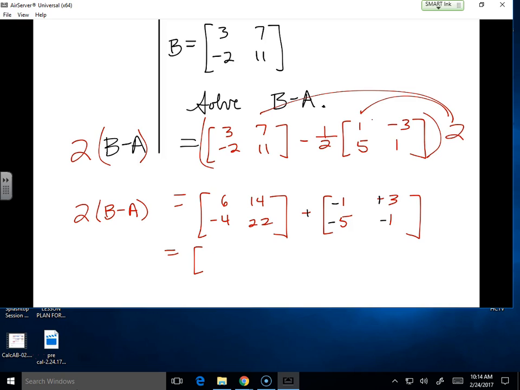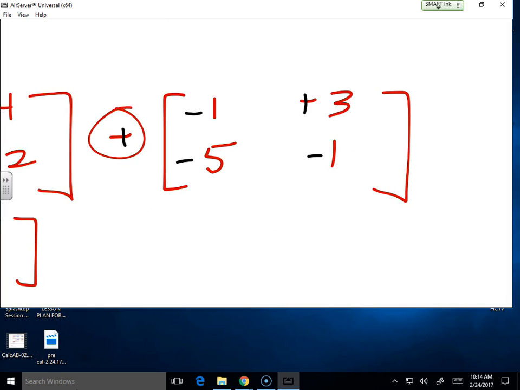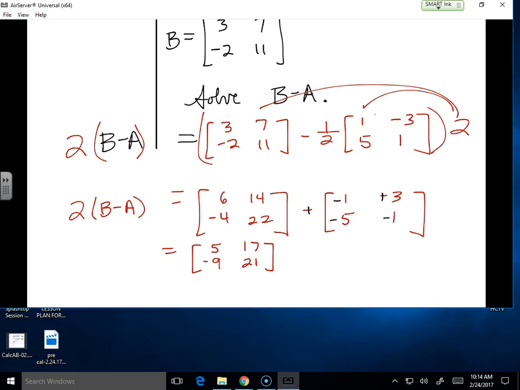6 and -1 would be, 14 and 3 would be, -4 and -5 would be, and 22 and -1 would be. Is that a minus? Shouldn't that be a minus? It was a minus, but I distributed it in. Look at the color change. You see it? Oh, I see. Yeah, I was trying to save the seals.